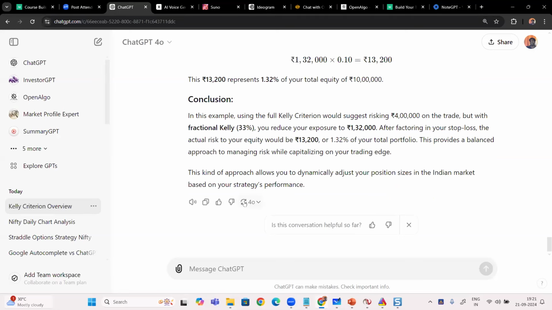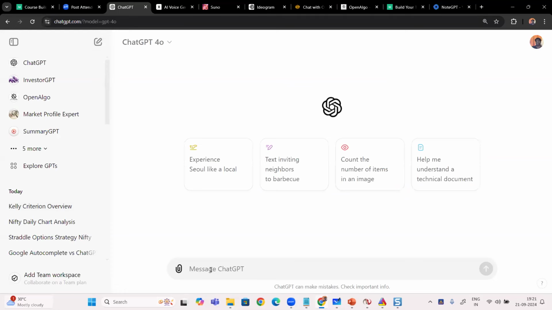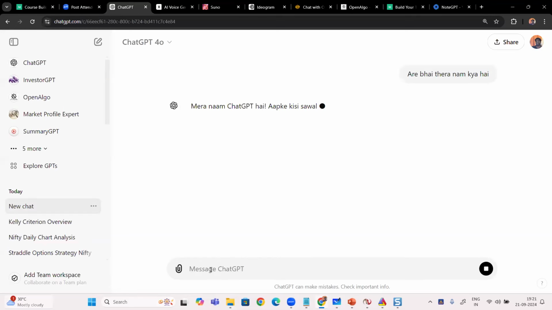Now, not only that, it can make a conversation in Hindi and English. Like you can say, "Arey bhai, tera naam kya hai? Tera naam kya hai?" Now it can also respond back. You see that: "मेरा नाम ChatGPT है, आपका किसी सवाल का जवाब देने में मदद कर सकता हूँ." Like it can converse in your own language. My mother tongue is Tamil. If I ask questions in Tamil plus English, that's what we call Tanglish.